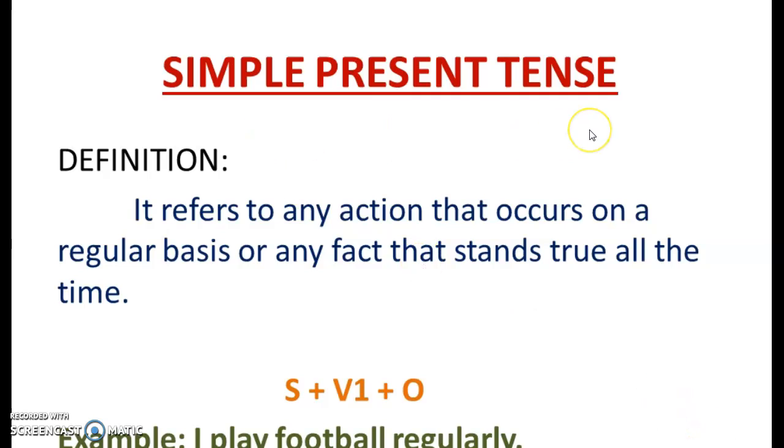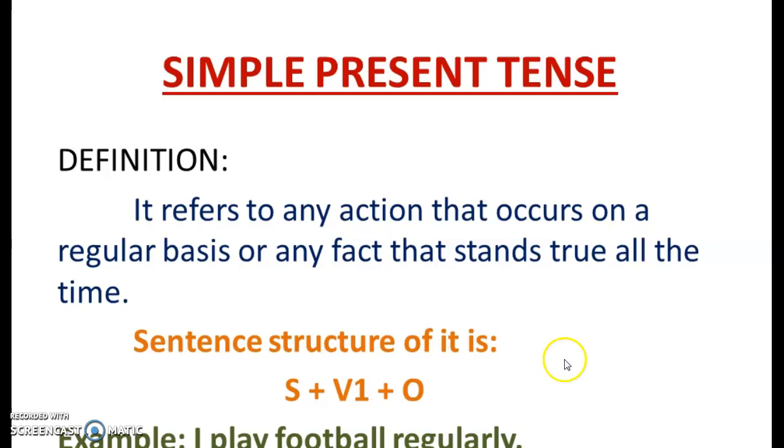Now, simple present tense, what is it? The definition: it refers to any action that occurs on a regular basis or any fact that stands true all the time. So the structure of the sentence, or the formula of the sentence, is S plus V1 plus O. S means subject and O means object. The subject is the person who performs the action. V stands for verb, and object is the one to whom the action has been performed.